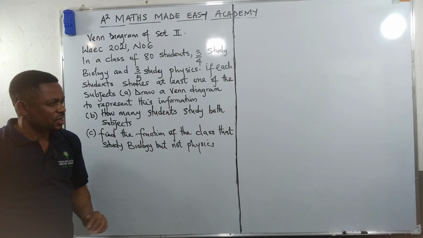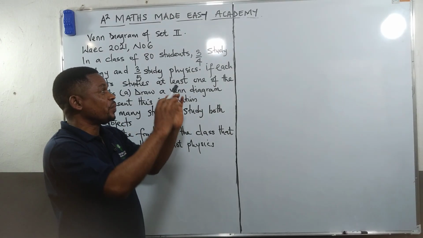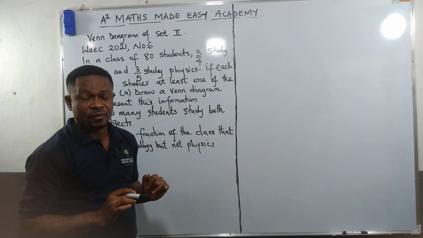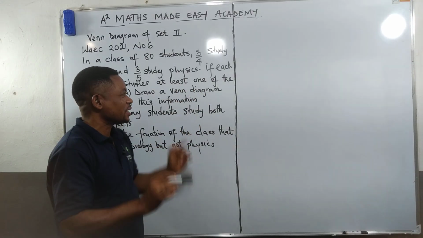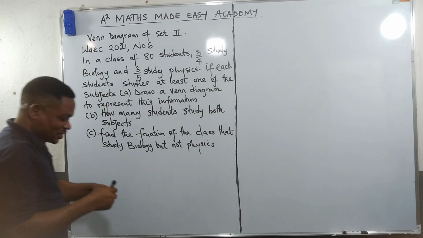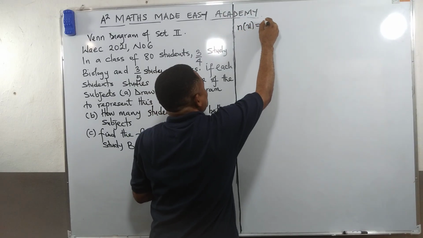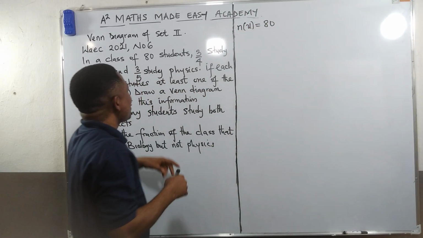not physics. Before we tackle this problem, the first thing we are going to do is to bring out the information first. Are you with me now? Let's take it again. To start with, the question says in a class of 80 students, which means the number of the universal set is 80. Are you there?